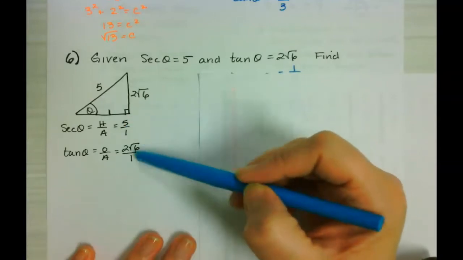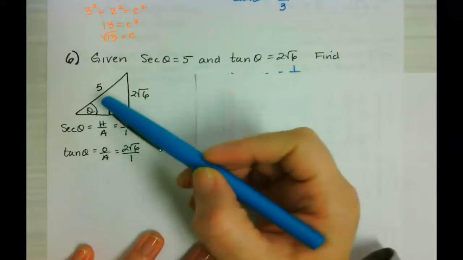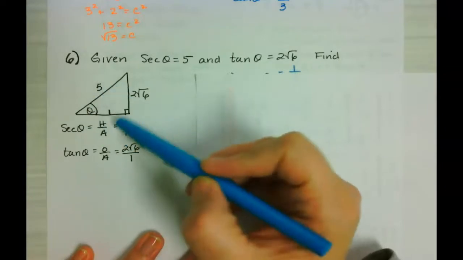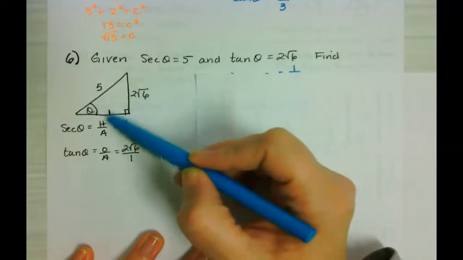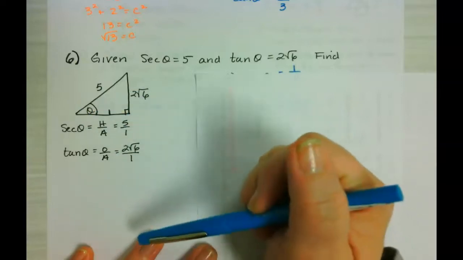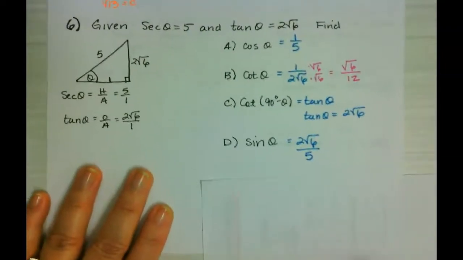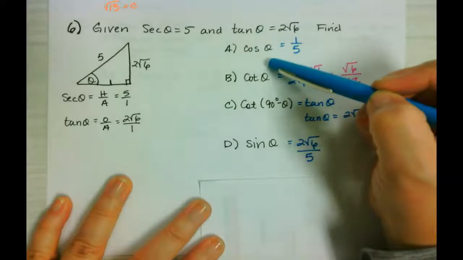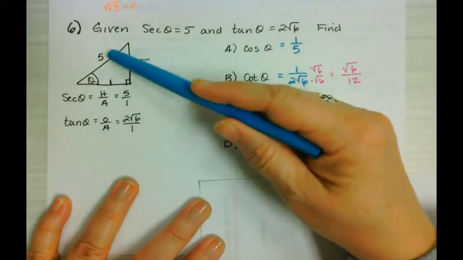So I can use these two ratios to fill in my triangle. So remember your theta for your point of reference. And so hypotenuse is 5, adjacent is 1. And then tangent would be opposite over adjacent, and you can see those 1's line up in both of them. So now I have my triangle, and I'm asked to find these 4 things. So to find cosine of theta, that is adjacent over hypotenuse, so that's 1/5.